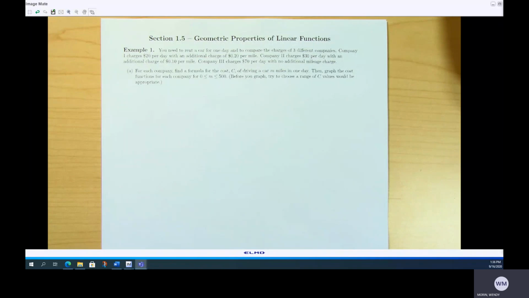Notes 1.5. Geometric properties of linear functions. Let's go ahead and read example number 1.